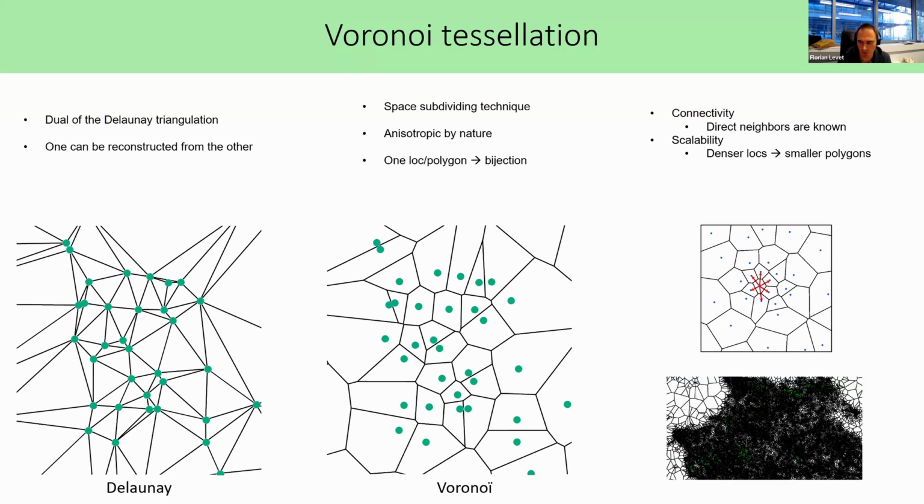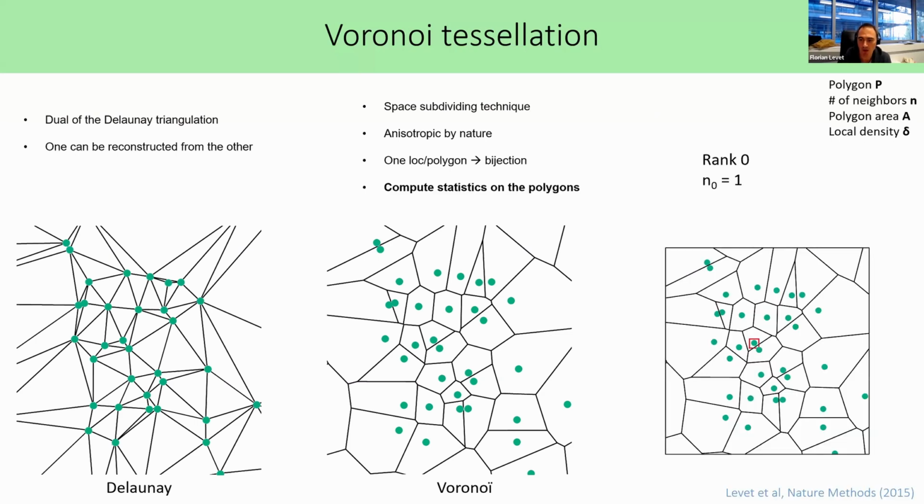And so what we showed in 2015 is a way to use all these features in order to compute a local density on your localization, and we generalize this computation. So if you are at rank 0, you are at one localization, the number is 1. You know the area of the polygon, so the density is 1 divided by the area of the polygon, so the area in yellow. But now you can go to the rank 1 because you know the direct neighbors, so the number will be 1 plus 4 neighbors, 5. You know the area of this polygon in yellow and gray, and so the density is 5 divided by the area in yellow and gray.